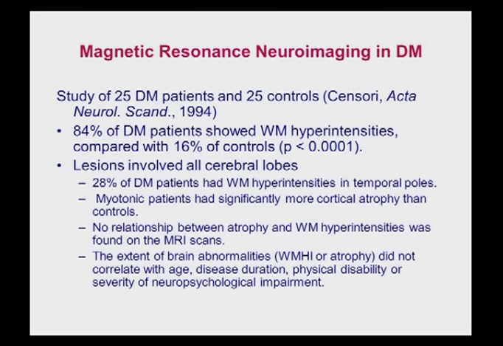But what was interesting was that the cortical atrophy and the white matter hyperintensities didn't really correlate very well. And likewise, the presence of these abnormalities didn't correlate very well with the age of the patient, with the duration of the disease, with the amount of physical disability or the severity of neuropsych impairment. So it seemed to be not a particularly firm connection between the changes that they saw by imaging and what the patients actually look like clinically.